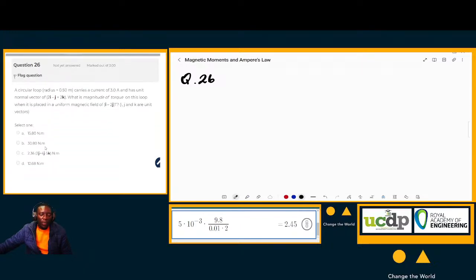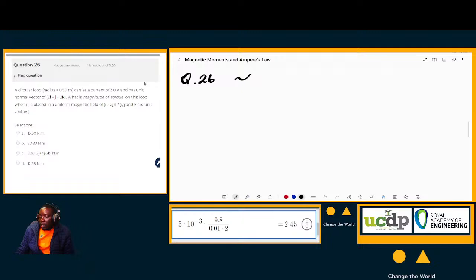Another circular loop, radius 5 meters, carries a current of 3 amps and has a unit normal vector 2i minus j plus 2k. The question goes: what is the magnitude of torque on this loop when it is placed in a uniform magnetic field of value i minus 2j Tesla, where i, j and k are unit vectors?